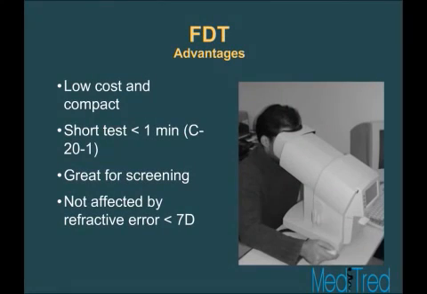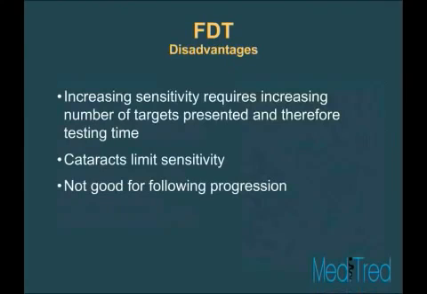So the advantages of FDT are that it's relatively low cost, it's compact, and in most cases it's portable as well. So for super threshold testing, you can do a test in less than a minute. These features make it a good screening modality with the ability to test multiple patients in a relatively short period. And the results are fairly unaffected by at least moderate refractive errors up to 7 diopters.